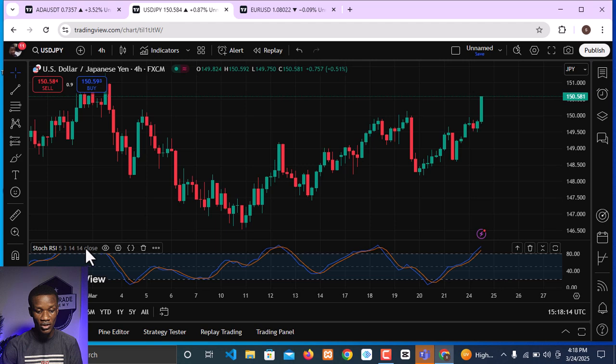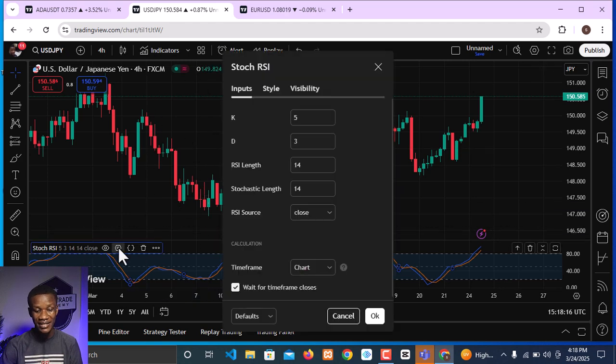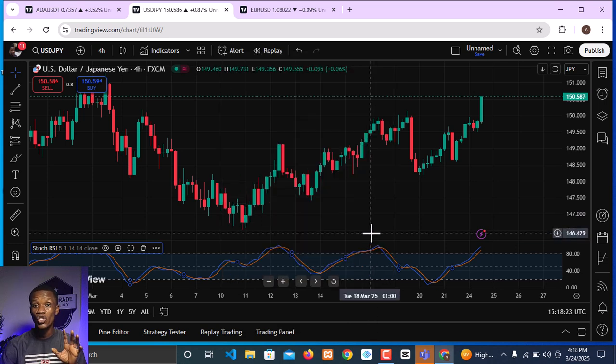So instead of using the default setting for the stochastic, use this very setting, okay, by simply coming to this section and clicking on the edit button, then coming here to input and changing the %K to 5 and clicking OK. Once you are done with that, then you can use this setting.